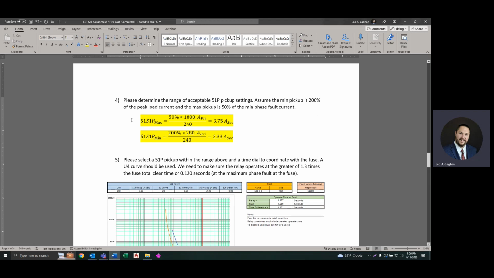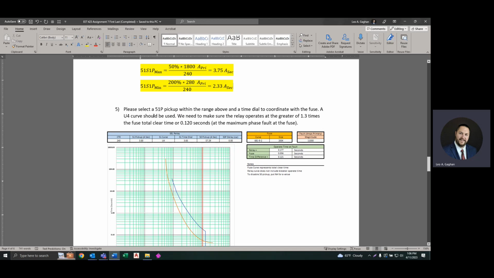Number four is really supposed to just give us an acceptable range. When we come down to number five, we're looking to refine that phase pickup, and then from there, define a time dial that would also work. So for number five, really any number between 2.33 and 3.75 would be acceptable. You pick a number from the acceptable range, and then you can tweak your time dial as needed.